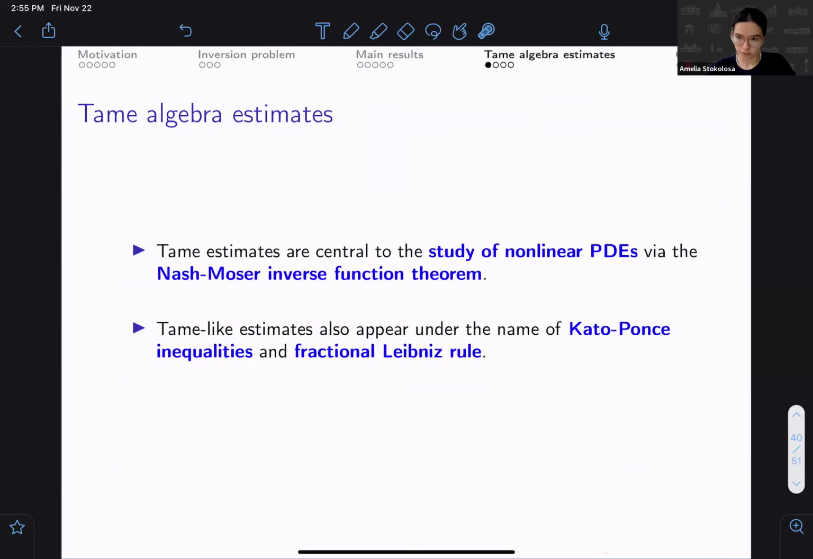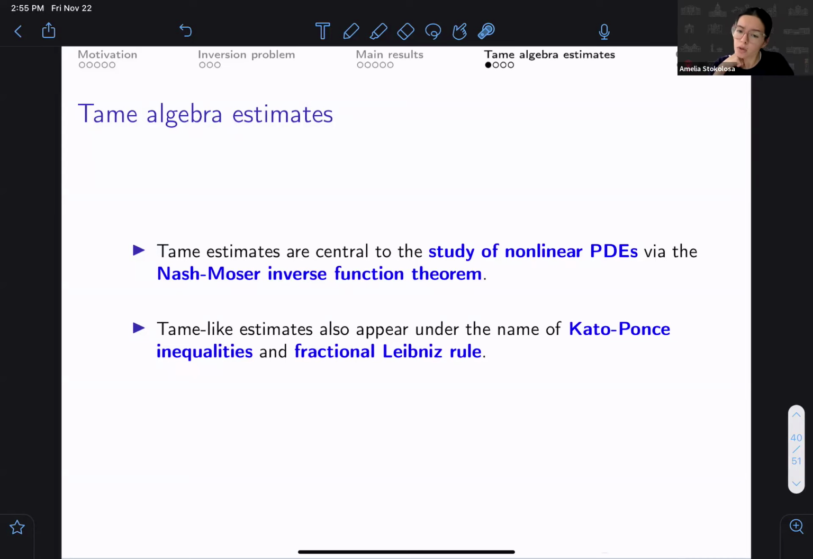Now moving on to the new proof. The new proof uses operator algebra techniques. This time, the key constructions are tame algebra estimates. And let's say a little bit more about tame estimates. Maybe some of you have heard of them before. They're central to the study of nonlinear PDEs via the Nash-Moser inverse function theorem as formulated by Hamilton and Hörmander. So tame estimates are central to the study of nonlinear PDEs.